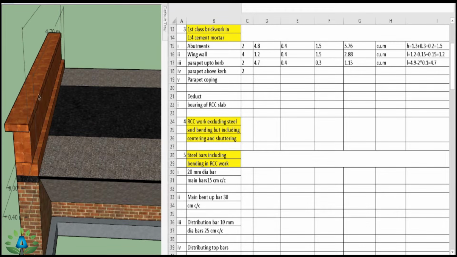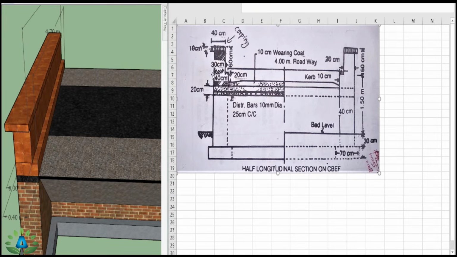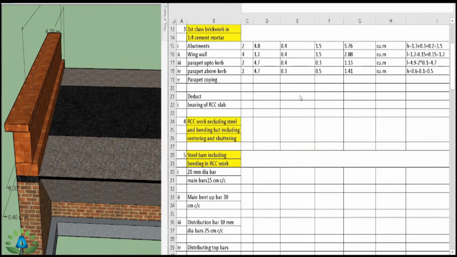We have the same length for this parapet as well as for this parapet, so length is 4.7, but we have the width of 30 centimeter. For the height, we have this 30 centimeter parapet from this portion up to this portion only, but we have the height of 60 centimeter from this height up to this height. That means we have to reduce this 10 centimeter coping, so our total height is 60 centimeter minus 10 centimeter, that is 50 centimeter. So we have this height of 0.5 meter and the total quantity is 1.41 cubic meter.